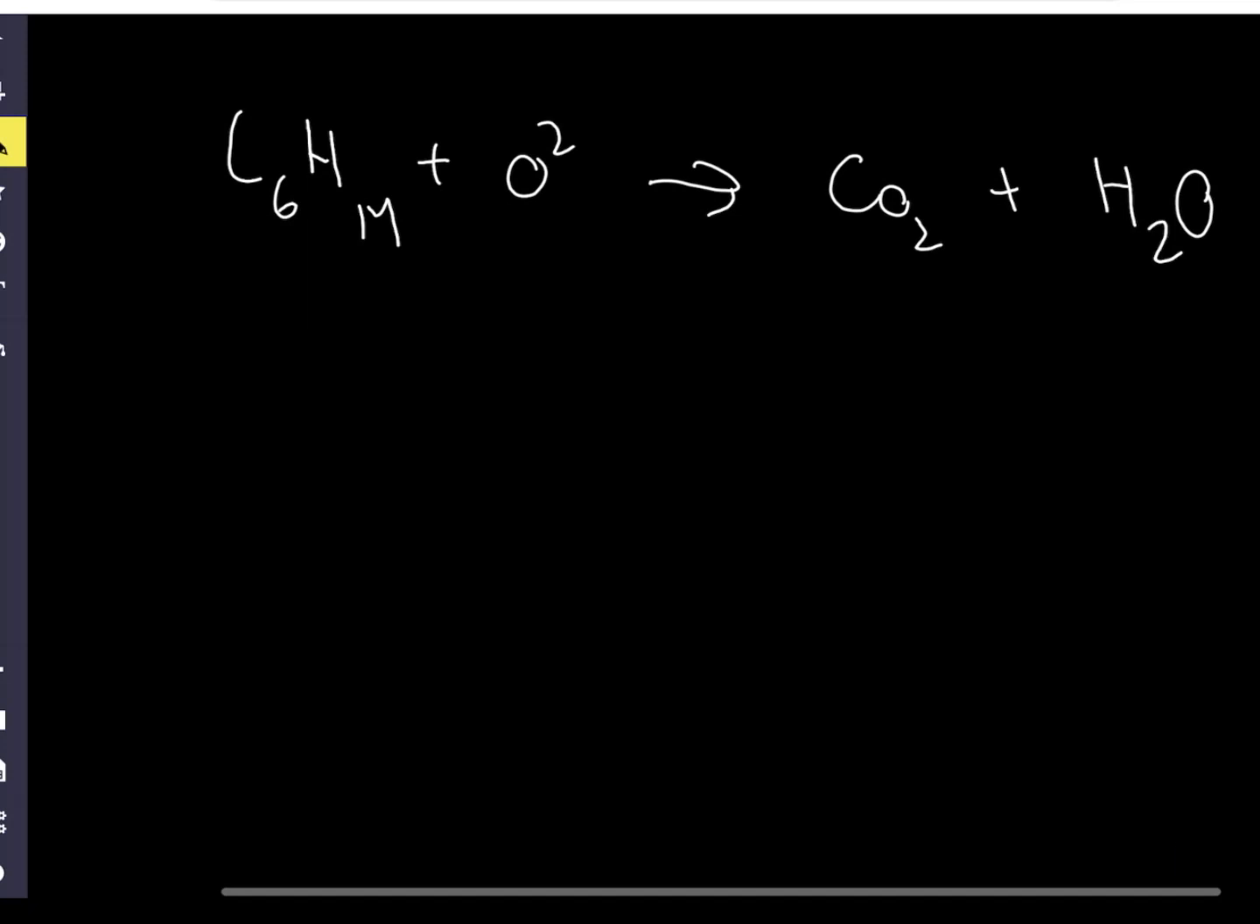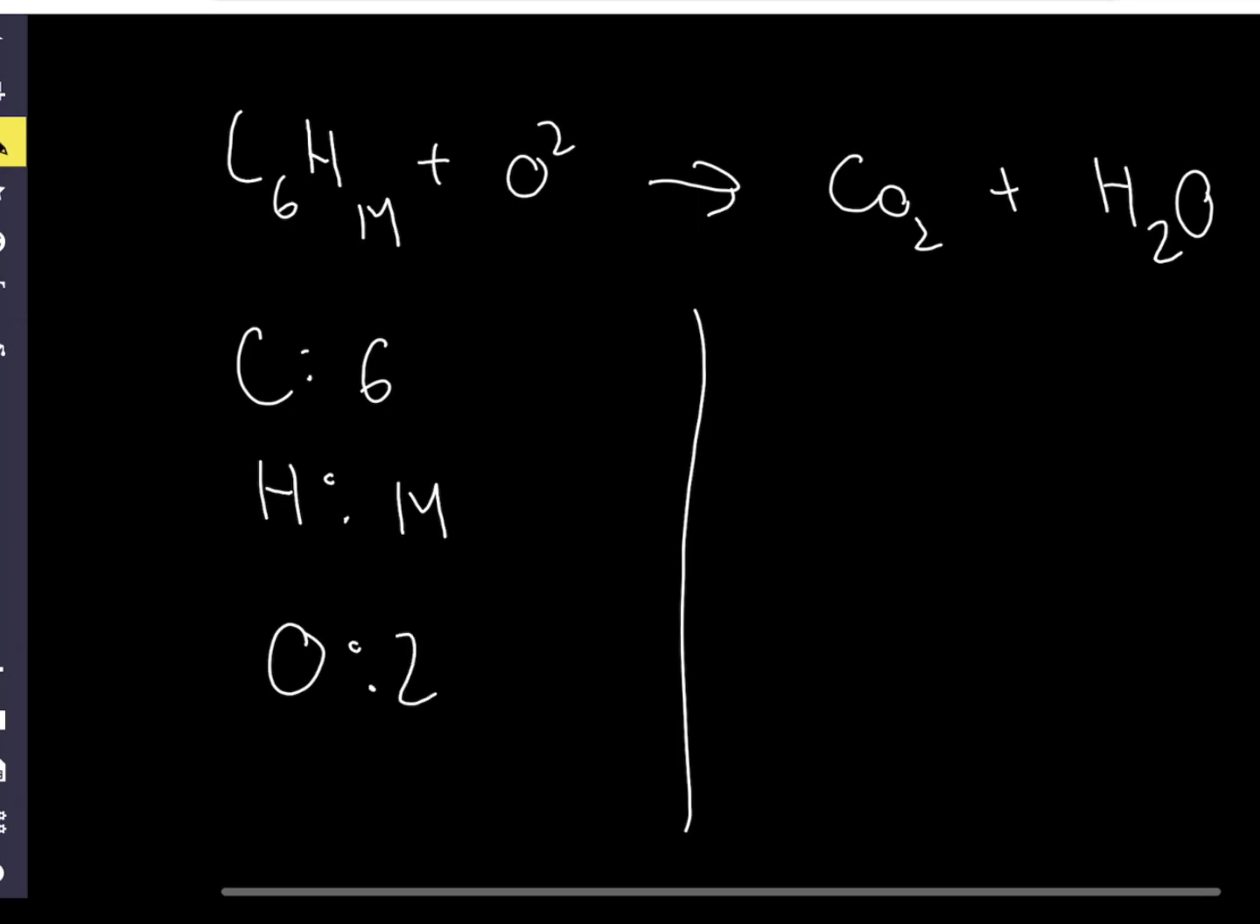And we're gonna have 6 carbons, 14 hydrogens, and 2 oxygens. On the right hand side, we're gonna have 1 carbon, 2 hydrogens, and 3 oxygens. How can we balance this?